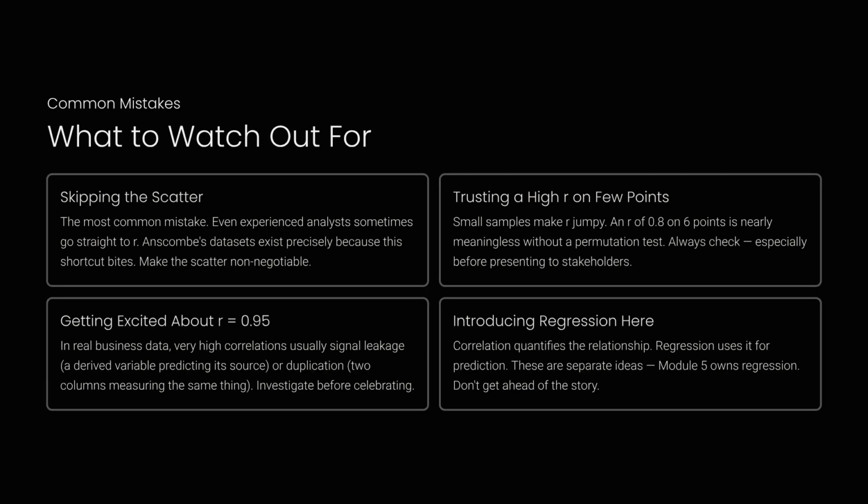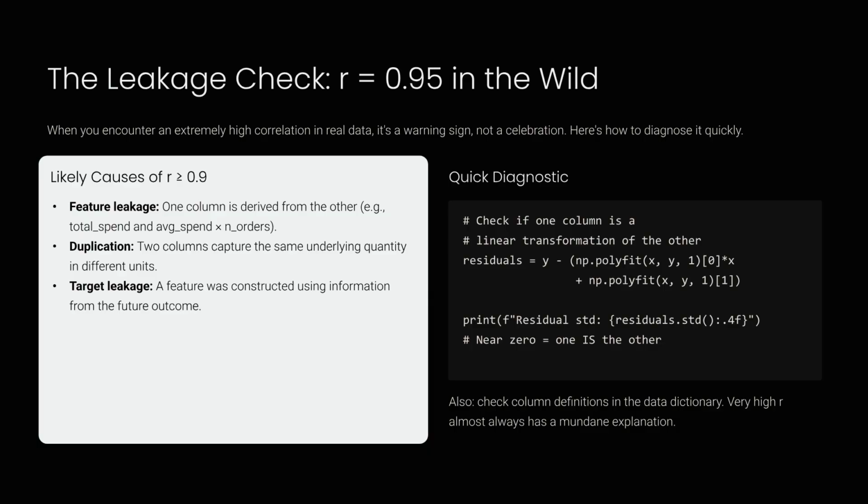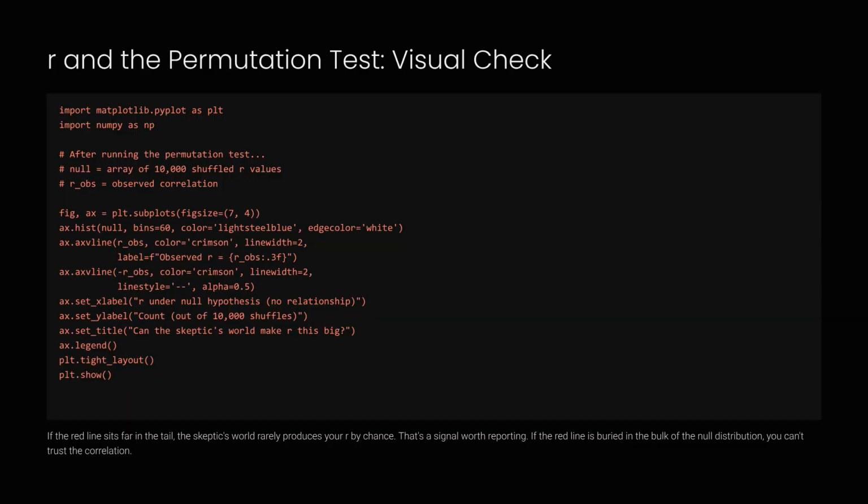Avoid common pitfalls like skipping the scatter plot, trusting high correlations from small samples, or confusing correlation with prediction, which is a topic for our future modules. If you ever see an R value above 0.9, treat it as a warning. It often signals data leakage or duplication rather than a meaningful discovery. Always investigate the source. Finally, use visual checks to see where your observed R sits in relation to your null distribution. If it is deep in the tail, your result is likely significant.